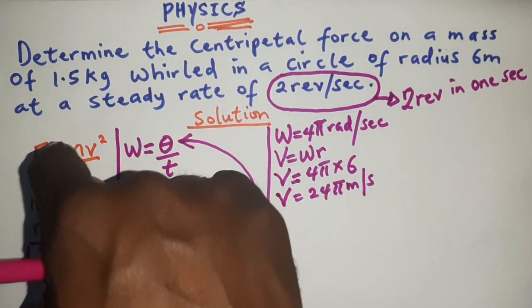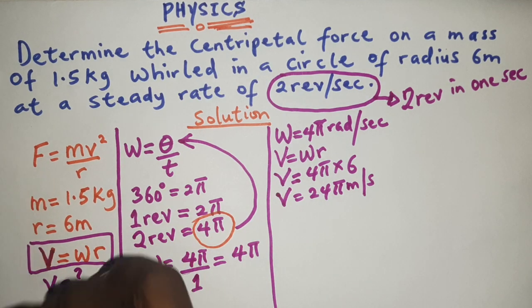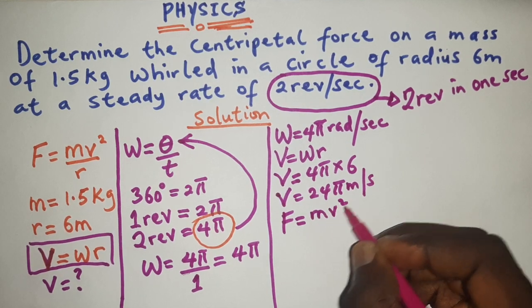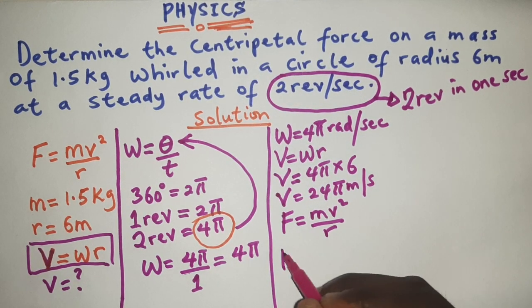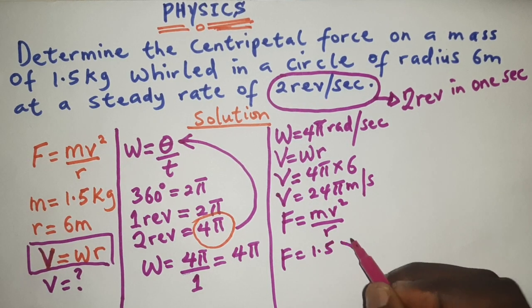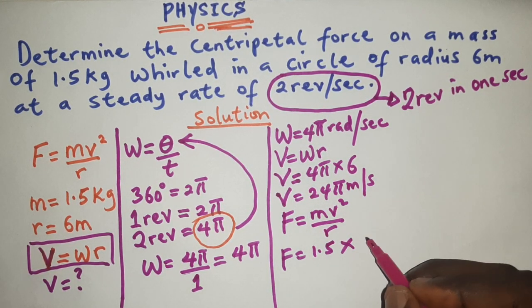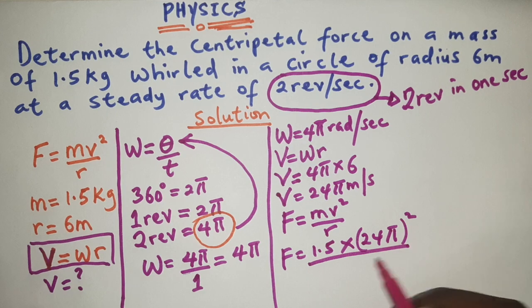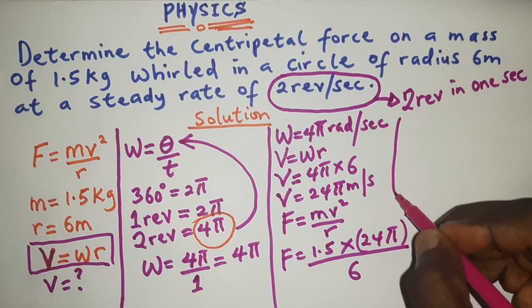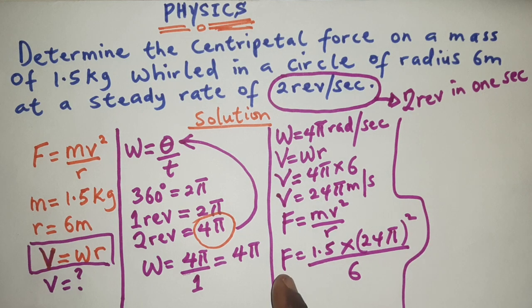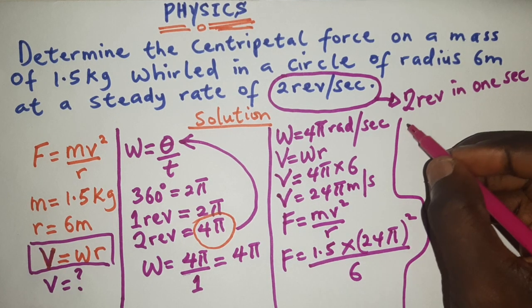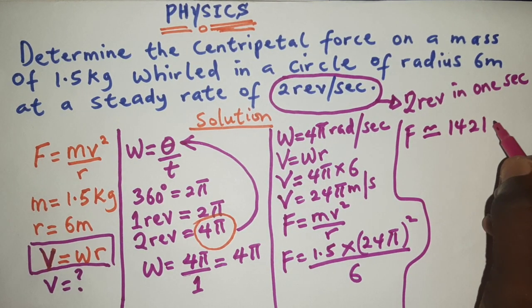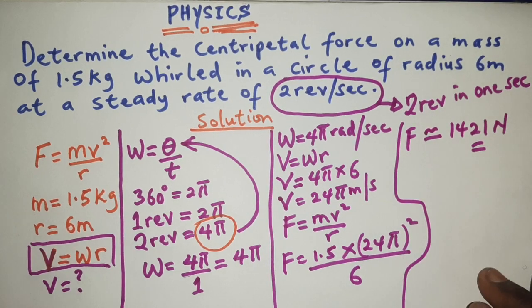We can now fix it into the formula for the centripetal force F. So centripetal force F will be equal to mv squared over r. The force will be equal to 1.5 times this v squared, meaning I'm going to square the 24 pi, all squared over 6. If you punch this into your calculator, you end up having your force as approximately 1,421 Newtons. So that's it. Very, very simple.